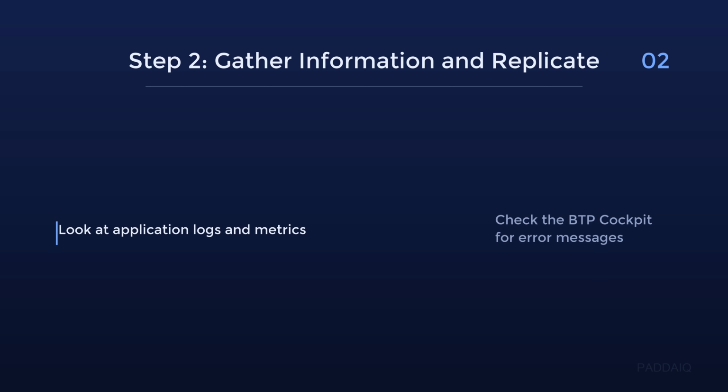Look at application logs and metrics. This means checking your app's recorded activity and performance data to spot issues. For example, if a shopping cart app slows down, logs may show a database error causing delays. Monitoring these helps you quickly identify and resolve problems.